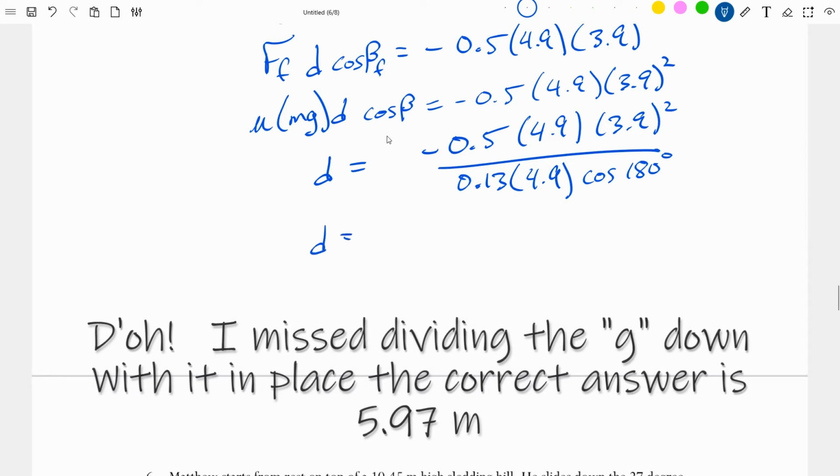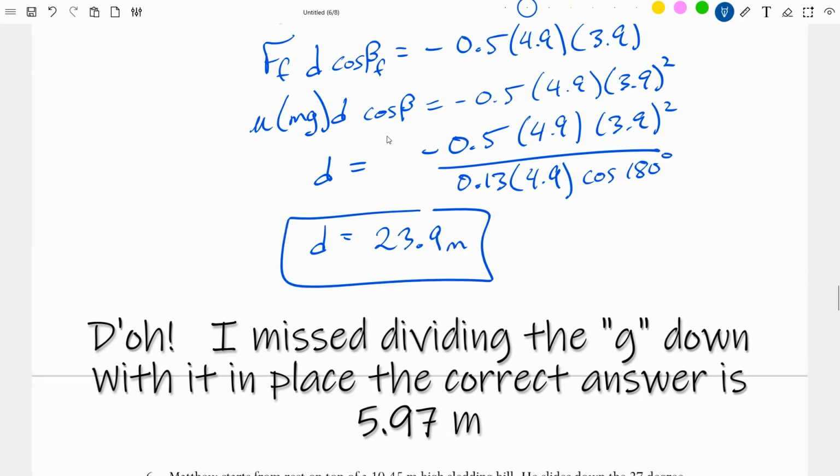So distance is equal to, I'll just grab my calculator on this one. Okay, so on my calculator, I'm going to take a shortcut. Those 4.9s cancel, so I'm not even going to bother with them. And the negative is going to cancel the cos 180, so it's like positive. So on my calculator, I'm just going to punch in the following: 3.9 squared divided by 0.13 and also divided by 4.9. Okay, so I'm getting an answer of 23.9, rounded off to 24 meters.